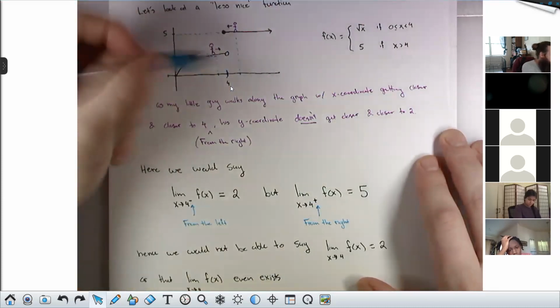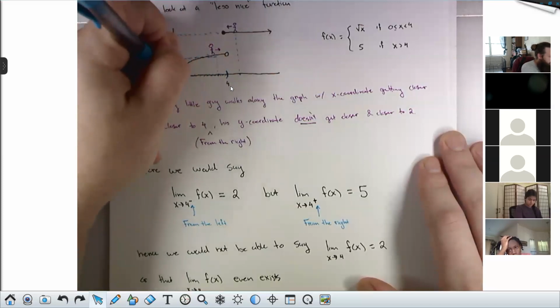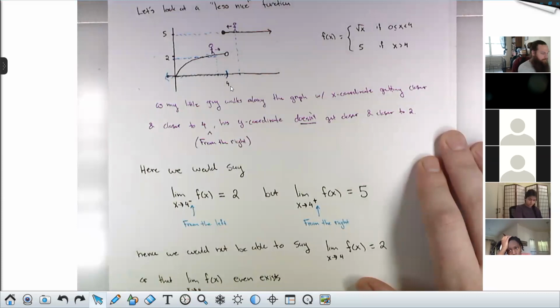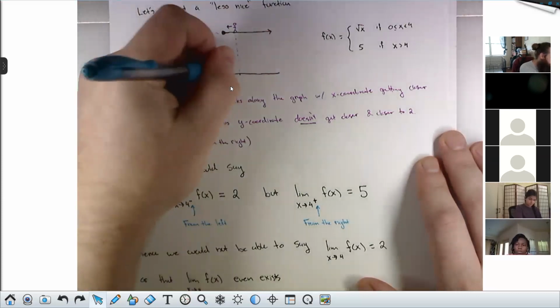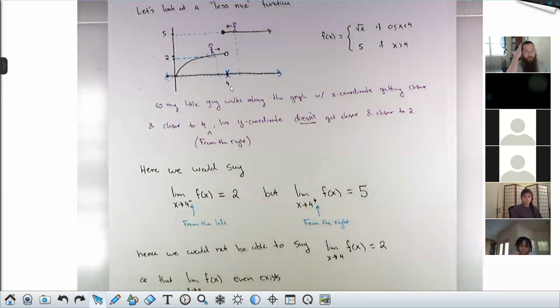Over here, it's the behavior on this open set, which determines the limit from the left. And over here, it's the behavior on this open set, which determines the limit from the right. What happened exactly at x equals 4 has no bearing on the value of the limit or even whether the limit exists. And that's sort of the nice connection here to topology and open sets. Whether a function does or does not have a limit at a point doesn't care about what happens at that point. It cares about what happens on open sets near that point.